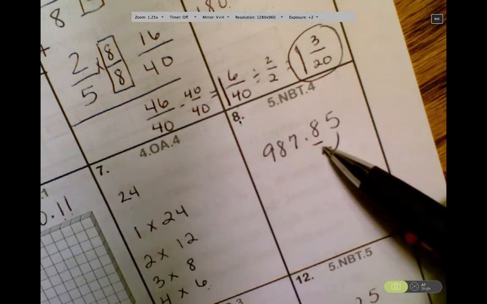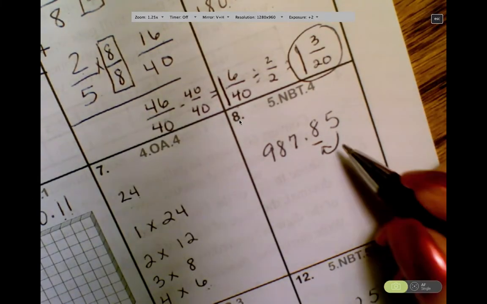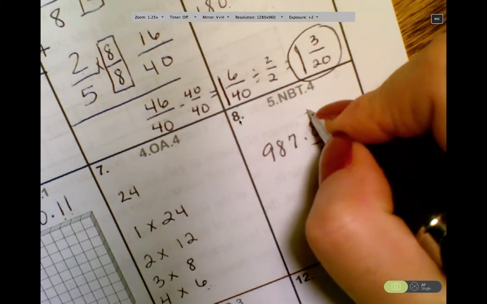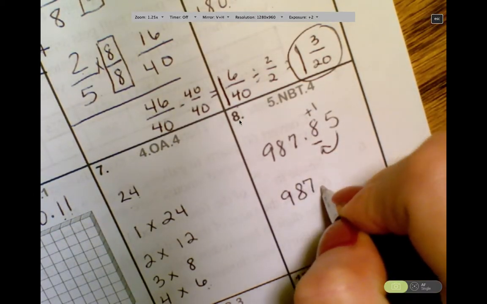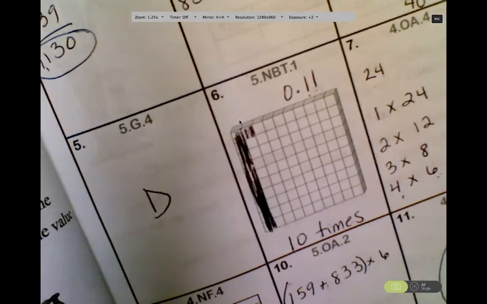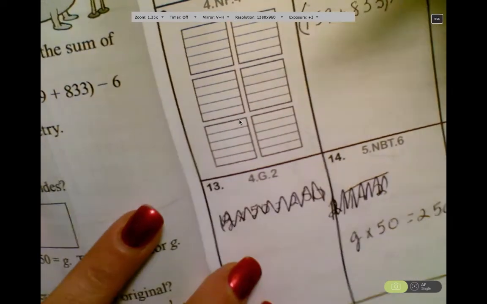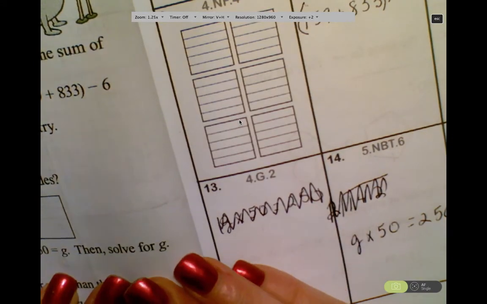I am finding my tenths place, and I'm going to round it. My 5 tells me my 8 is going to go up 1. So it'd be 987 and 9/10. All right. I know that some of us do this differently, but let's look at what I'm going to do.